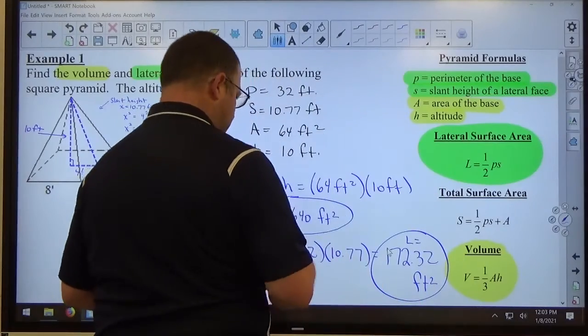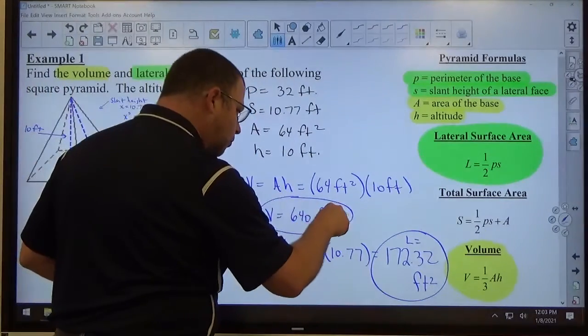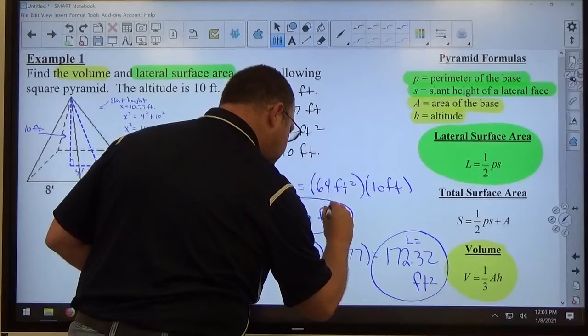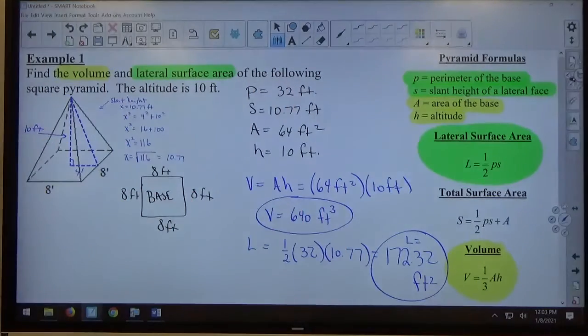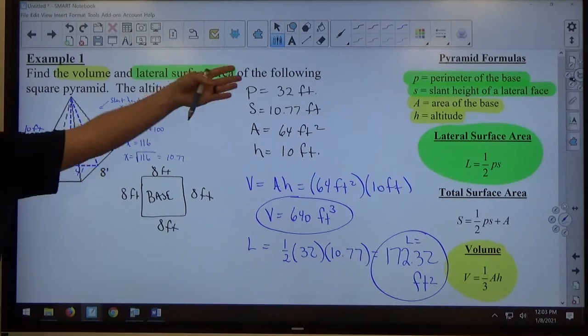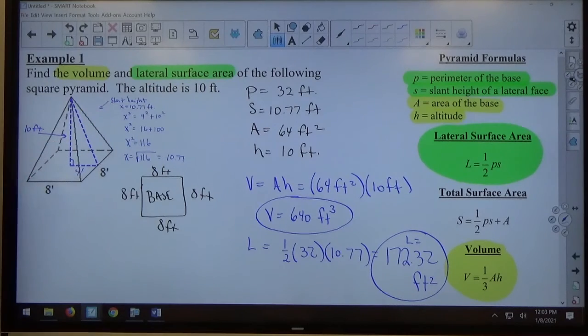The volume is equal to 640 feet cubed. I said cubed, I wrote squared, sorry. 640 cubic feet for the volume, 172.32 square feet for the lateral surface area. And again, those are the formulas for pyramids. That's how you do it. It's your job to find all the information here using your knowledge of math that we've dealt with so far.